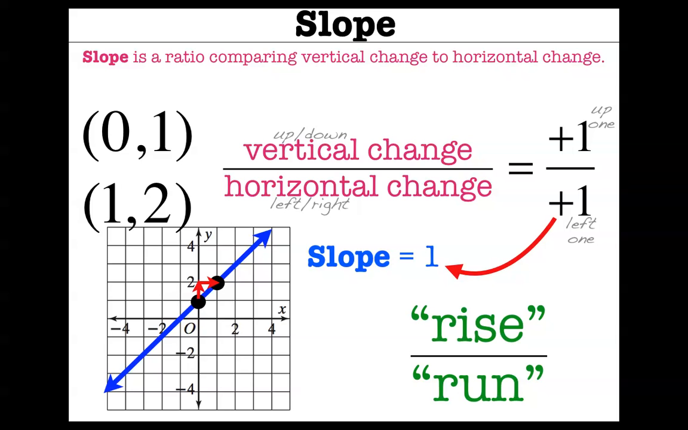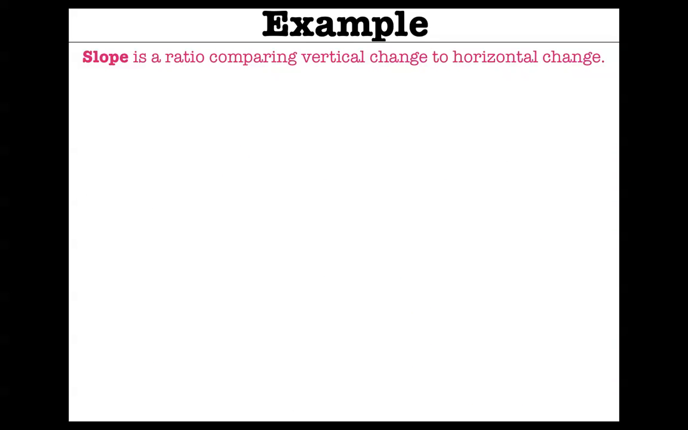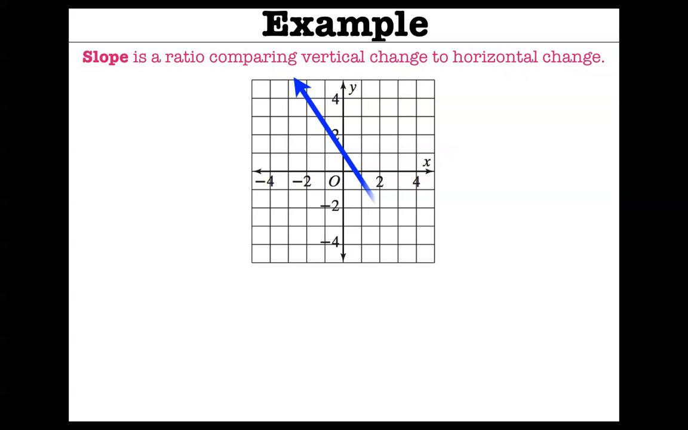Sometimes vertical and horizontal are too big of words, so sometimes people remember slope as the two R's, rise over run. In other words, how much it rises, how much it goes up and down, versus run, how much it goes left and right. If that helps, you can remember that. All right, what if you have a line like this? We can see that it's going downhill, so it should have a negative slope.